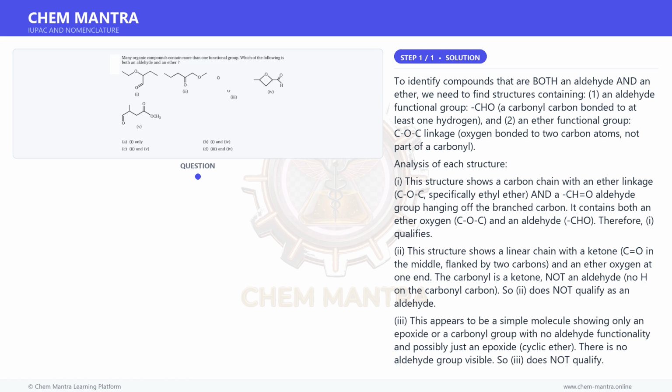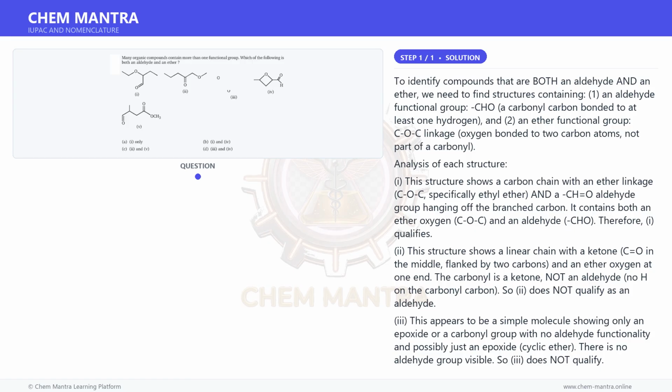2. This structure shows a linear chain with a ketone, C=O in the middle, flanked by 2 carbons, and an ether oxygen at one end. The carbonyl is a ketone, not an aldehyde, no H on the carbonyl carbon. So, 2 does not qualify as an aldehyde.